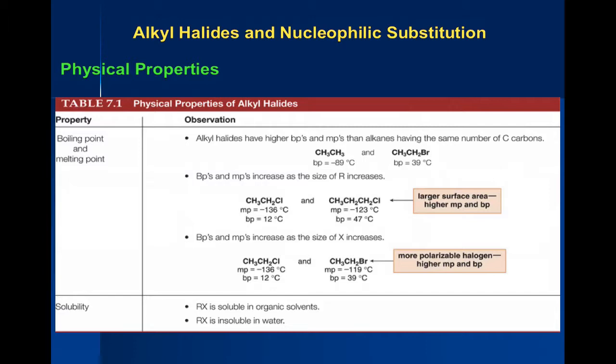Quite easily. As you go down the periodic table, or down the family, for the same number of carbon atoms, so here we've got ethyl chloride versus ethyl bromide, as the halogen increases in its size, so does the melting point and the boiling point. It turns out that alkyl halides are soluble in organic solvents.